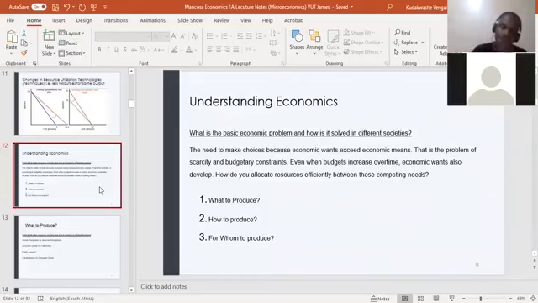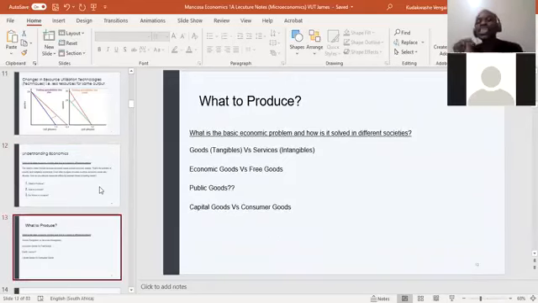Now, let's explain further what this means. So the first question, what are we going to produce, gives rise now to the issues that we talked about earlier. It gives rise to goods and services. Now we're saying, are we going to produce goods or are we going to produce services? Are we going to produce something that is tangible or something that is intangible? Are we going to produce economic goods or are we going to produce free goods? Are we going to produce public goods or are we going to produce private goods? So there's something also called public goods and private goods. I will explain a bit later down the line.